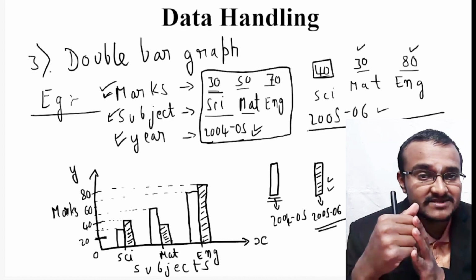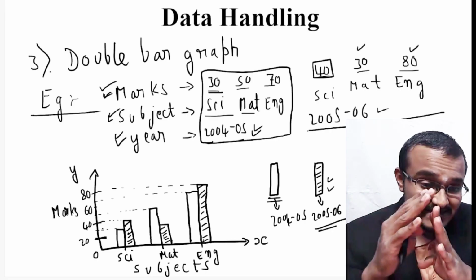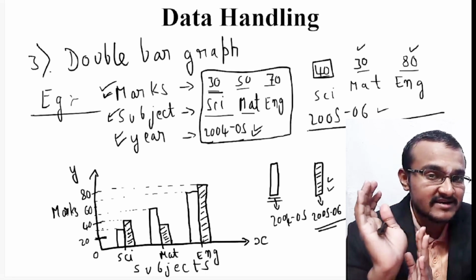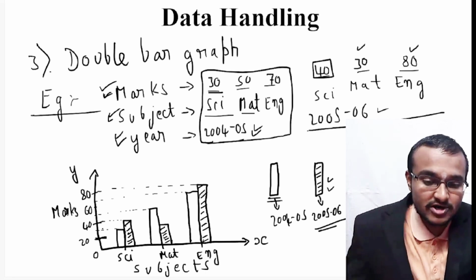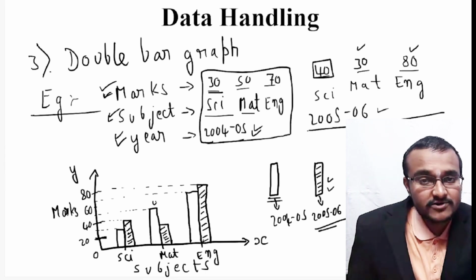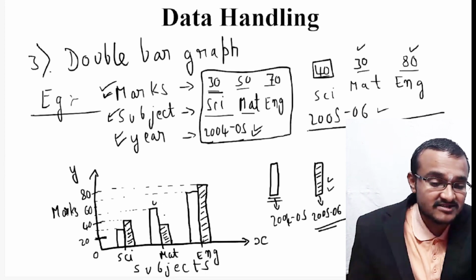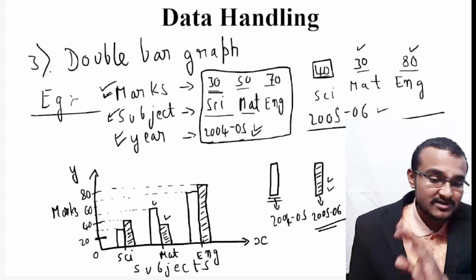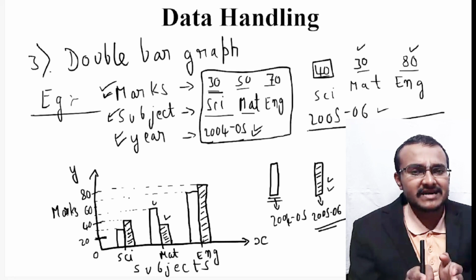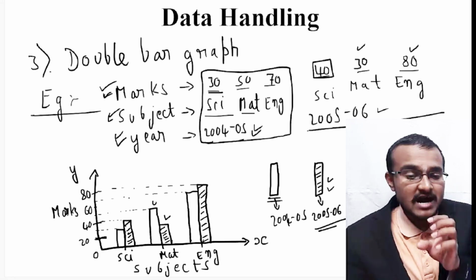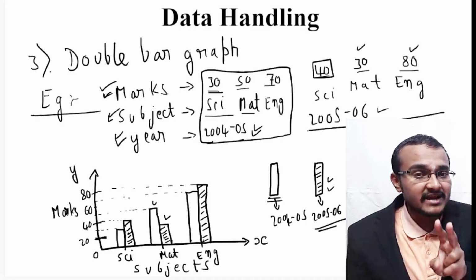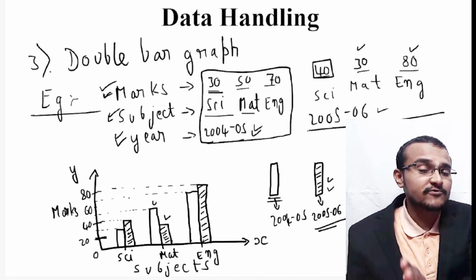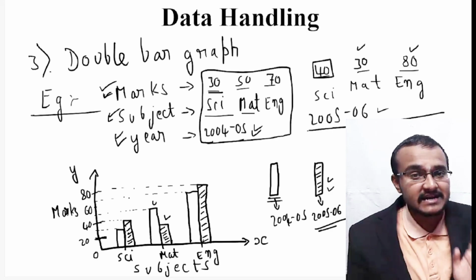Coming to the math subject, there is a decrement in his marks in mathematics compared to his previous academic year. In the previous academic year, he got 50 out of 100, and in this academic year he just got 30 out of 100. So that shows a decrement. Just by seeing this double bar graph, you can easily notice how the comparison is made between the 2004-5 academic year and the 2005 and 6 academic year.